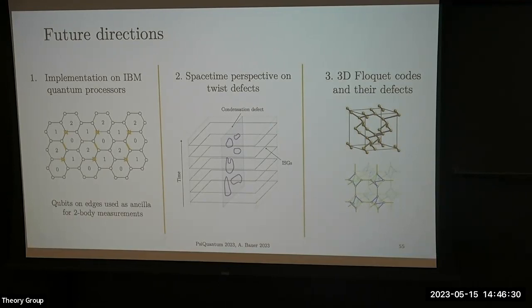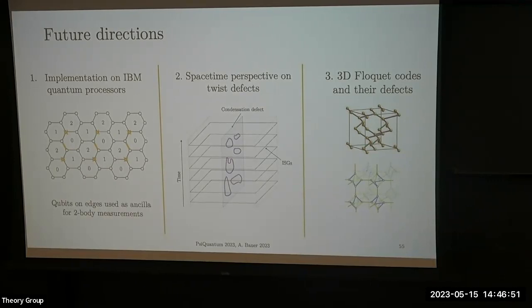Yeah, okay. In the middle picture, if each layer is an instantaneous stabilizer group, then isn't time running along the ZX? So why did you say it's running along the 111? Oh, yeah, this is just a schematic picture. This isn't necessarily for a Floquet code. But I'm happy to elaborate on that statement.